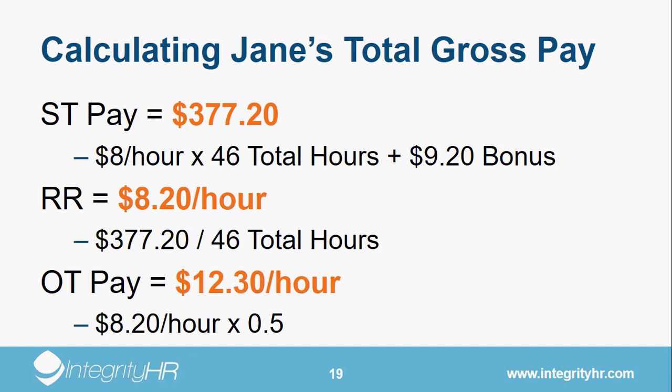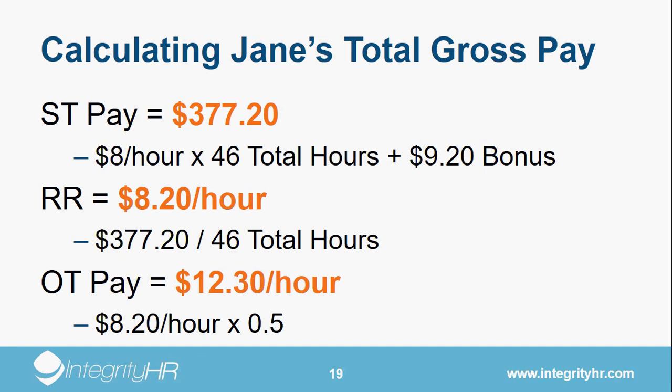Okay, we're going to take a look at how we calculate Jane's gross pay. So we take a look at that example. Her gross pay would be $8 an hour multiplied by 46 total hours plus the $9.20 bonus. Okay, so that's her total straight time pay. Now, her regular rate is $8.20 an hour.